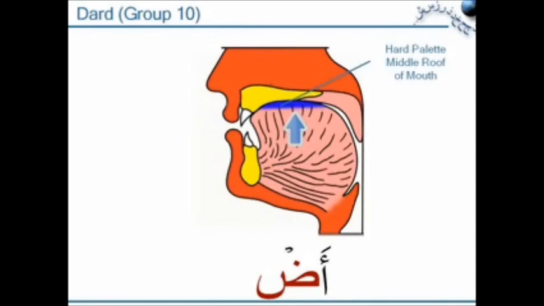And remember, the dad is normally pronounced with the left side of the tongue touching the upper left teeth. So even when you do it with sukun, you should feel the left side of your tongue touching the upper left teeth. So it's ad, ad.